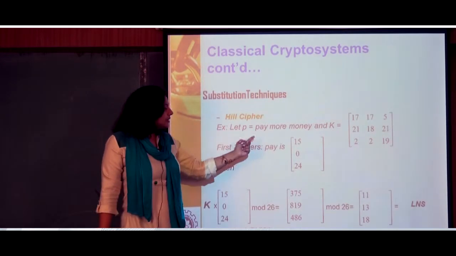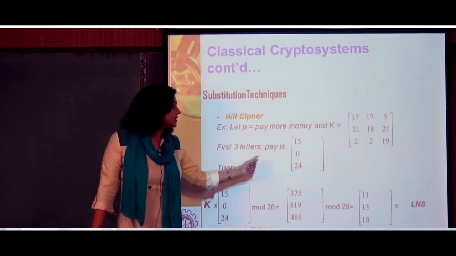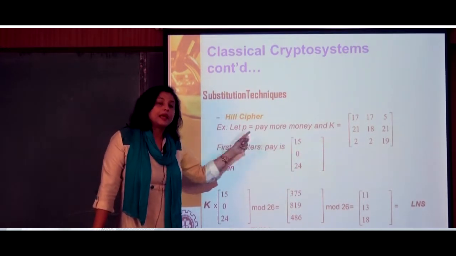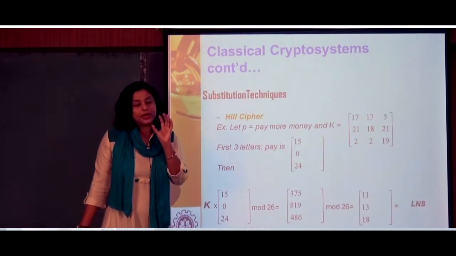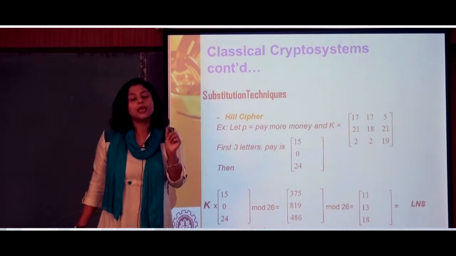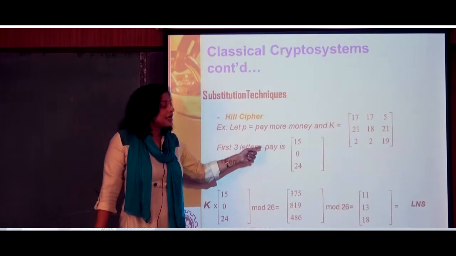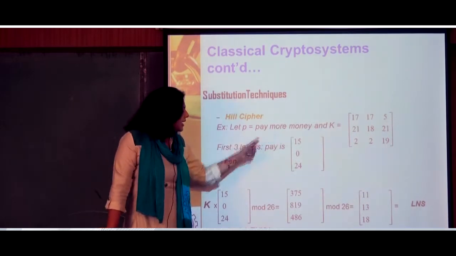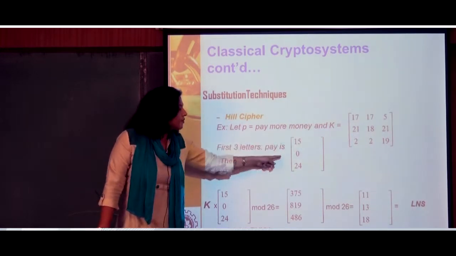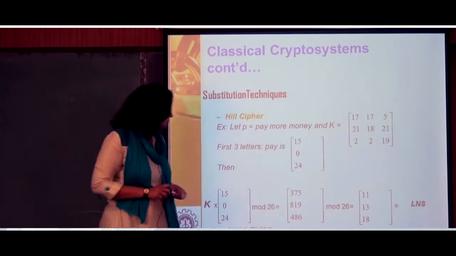Now as I said, this PAY should be a single column matrix, and you have to assign the values to P, A and Y. As I said, the values assigned to these letters start from A equal to 0 through Z equal to 25. So P comes out to be 15, A comes out to be 0 and Y comes out to be 24. So we get a column matrix for the 3 letters PAY.